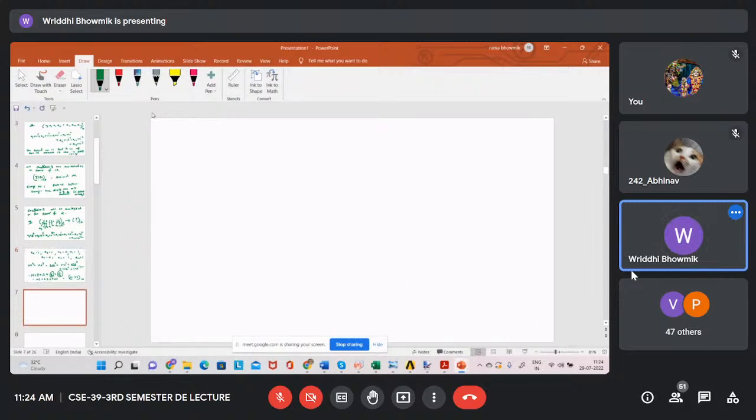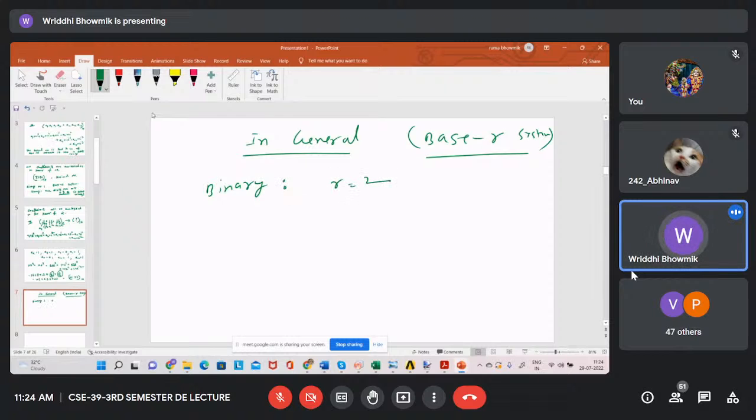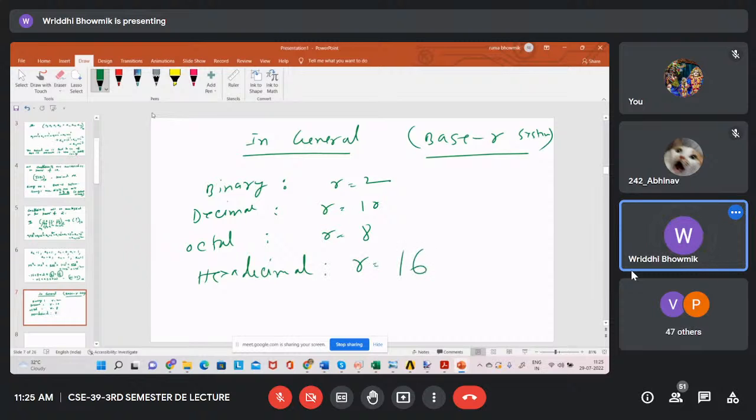Okay. So in general, the base R system. Base R can be anything. For binary, R is equal to 2. For decimal, R is equal to 10. For octal, R is equal to 8. For hexadecimal, R is equal to 16. So when you represent a hexadecimal number, the base will be 16. When you represent the octal number, the base will be 8.